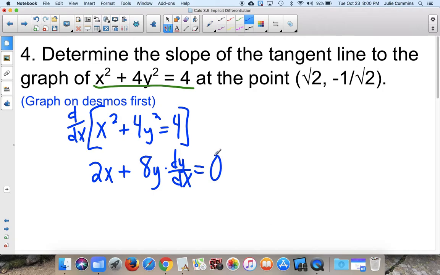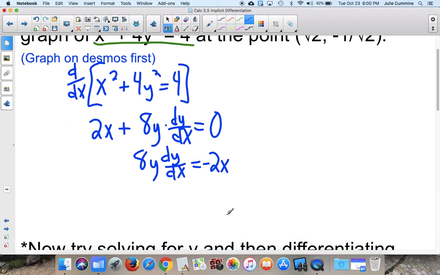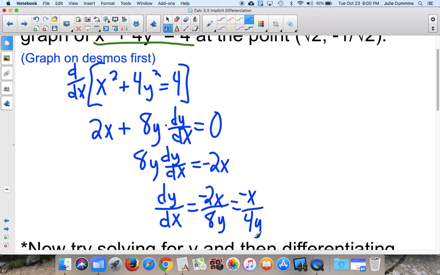Now we want to solve this for dy dx. So I'm going to subtract 2x from both sides. Oh, sorry, forgot the dy dx. And then I'm going to divide both sides by 8y. Scroll down so we get a little more space. So dy dx is negative 2x divided by 8y, which of course we can simplify to negative x over 4y. So I'm just going to rewrite that up here. Our dy dx, our derivative, is negative x over 4y.